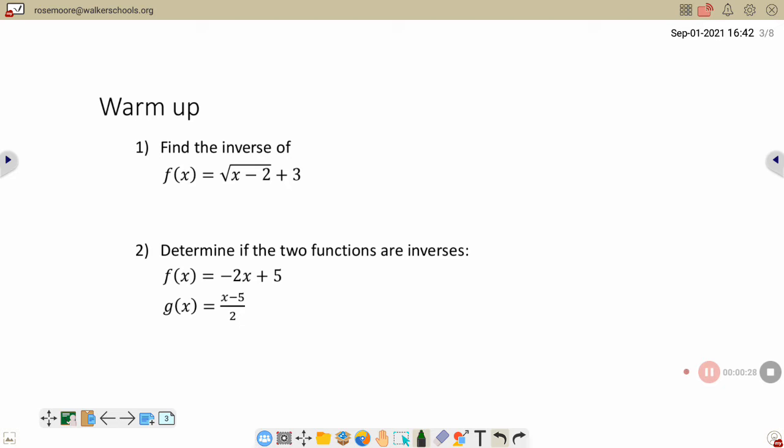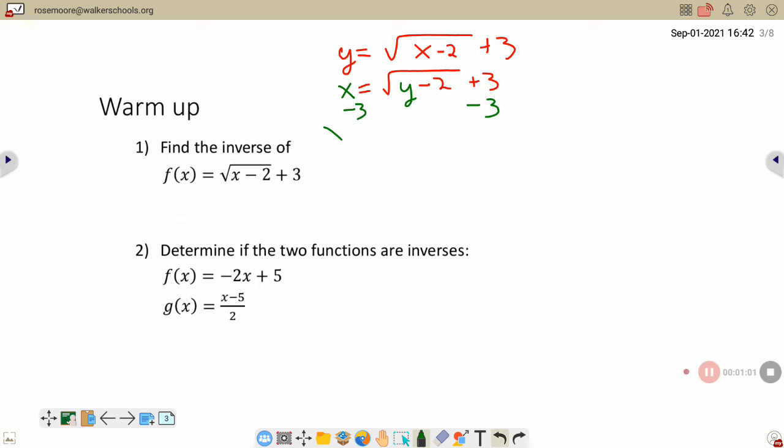Okay, so finding the inverse of f of x equals square root of x minus 2, plus 3. First, we're going to change it to y equals root x minus 2 plus 3. The first step I need to do is switch my x with my y. Remember, this is because those are opposites of each other. Now solving for y, I see that my plus 3 is hanging out at the end, so I'm going to subtract the 3 from both sides. x minus 3 equals the square root of y minus 2.